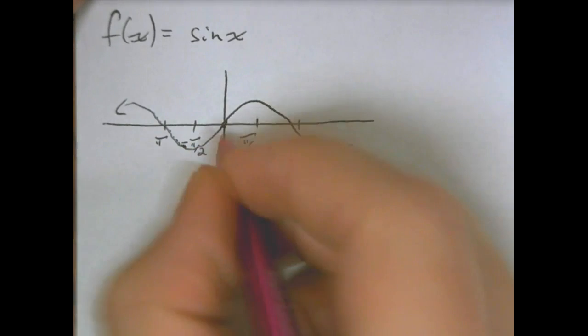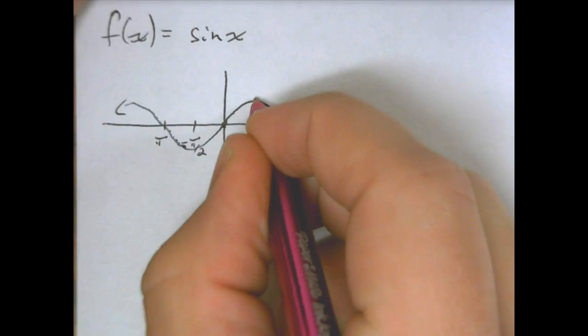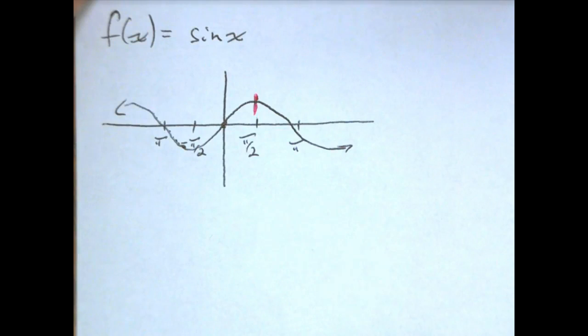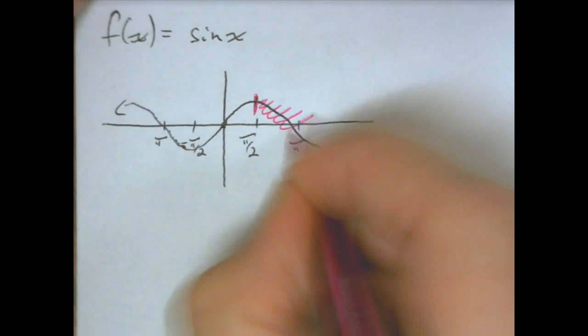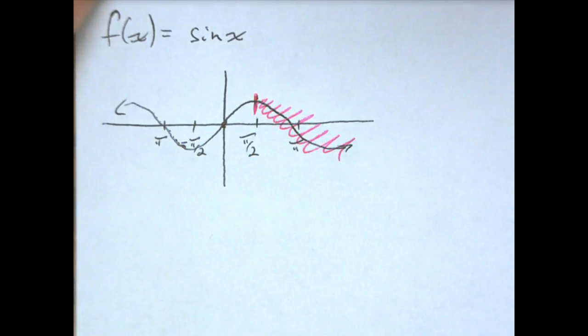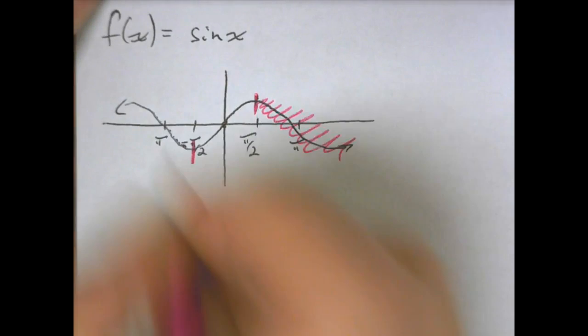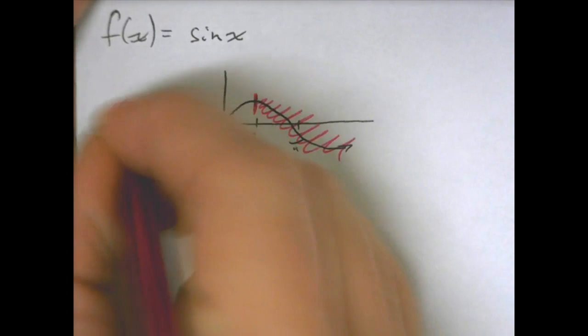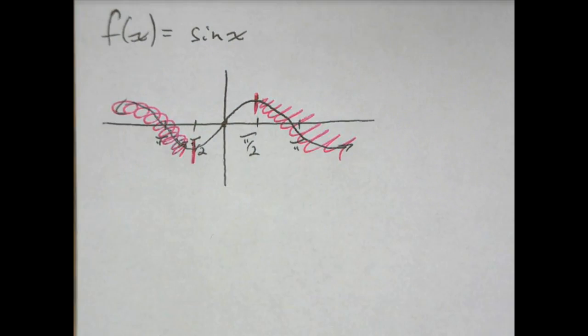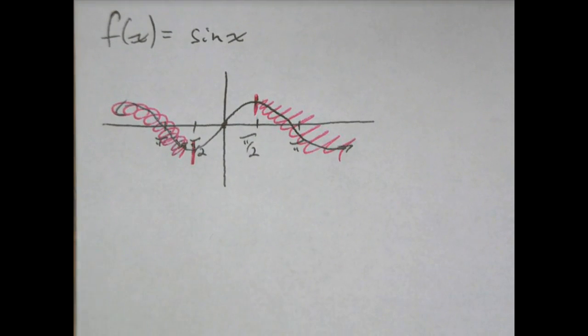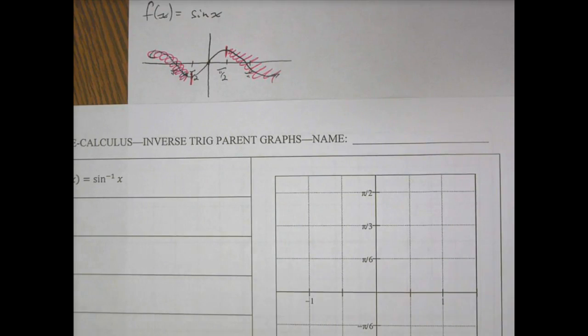So if I start going to the right, it's working until I hit about right there, which is pi over 2. So I'm going to take out the rest of that part of the function, such that the horizontal line test will work for that half of it. Looking in the left direction, it works up until negative pi over 2. So I'm going to take out that part of my function such that now I can run a horizontal line anywhere through my graph, and it will produce an inverse function. So hopefully you have your sheet in front of you. We are going to be looking at the sine function first.